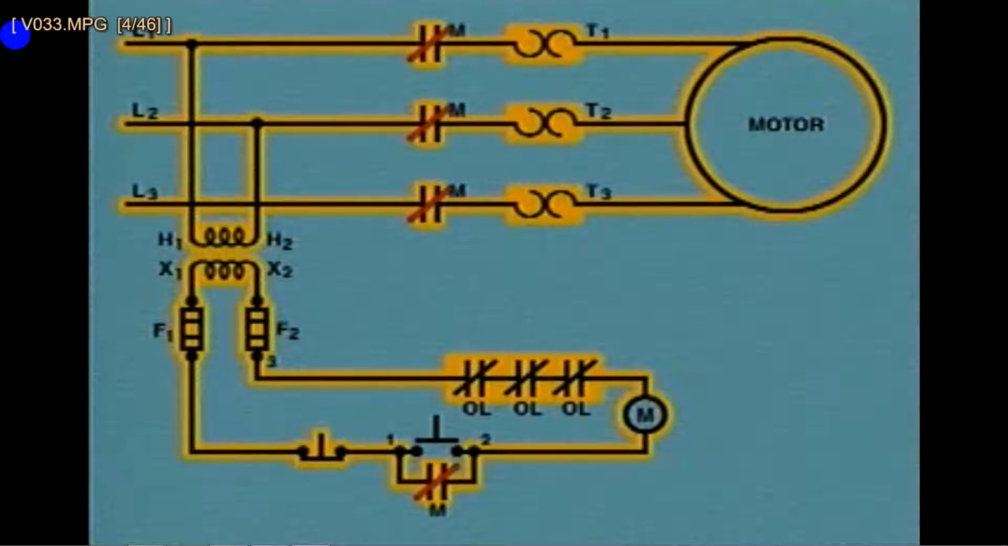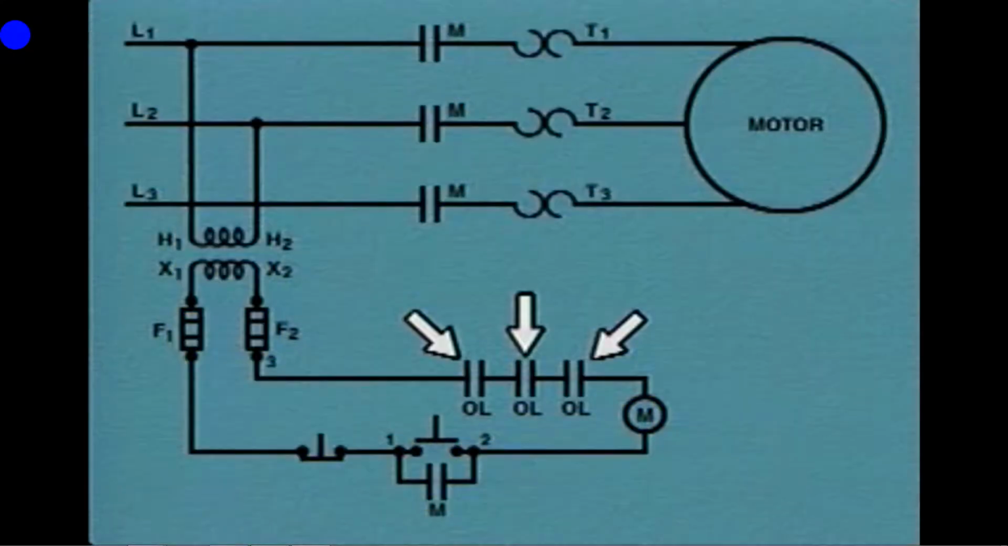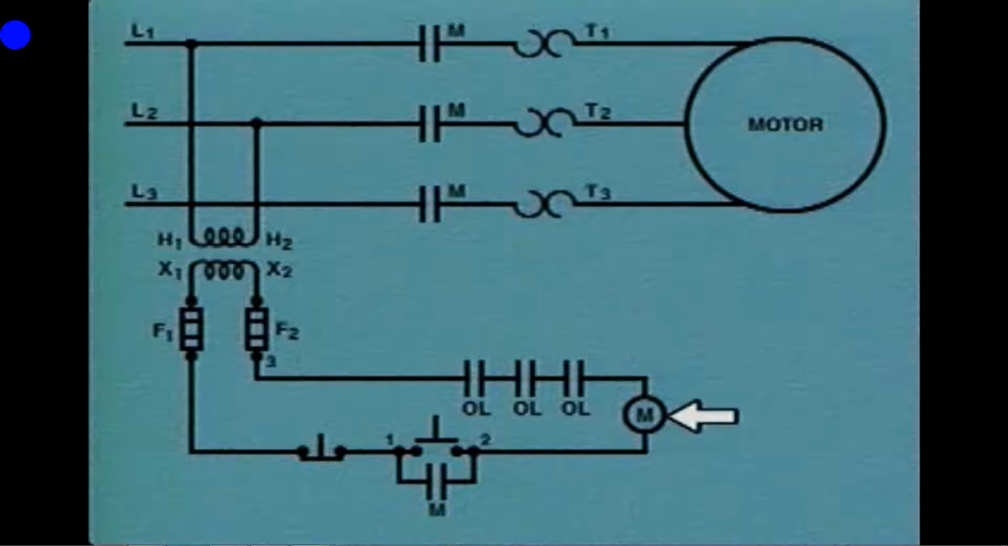If an overload occurs, the overload devices open the overload contacts. Opening these contacts opens the control circuit, which stops current flow to the M coil. When the M coil is de-energized, the M contacts open. As a result, the path for current flow to the motor is interrupted and the motor stops.